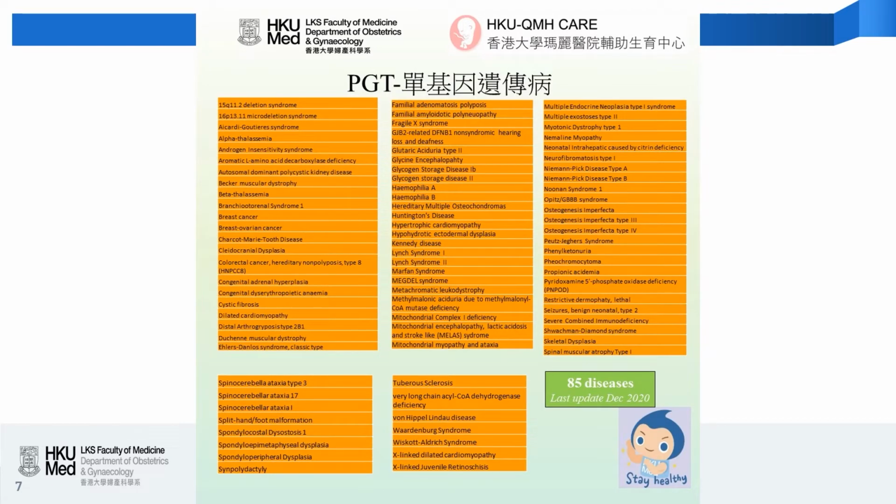So these are the genetic diseases our center has performed so far, which includes 85 diseases. Genetic diseases out of this list can also be considered depending on the genetic changes and its implication on individual patients. All patients will be assessed individually for the suitability of PGT.